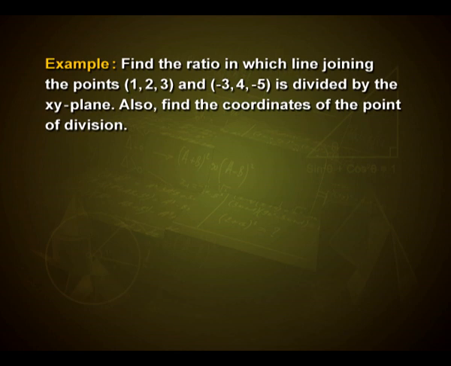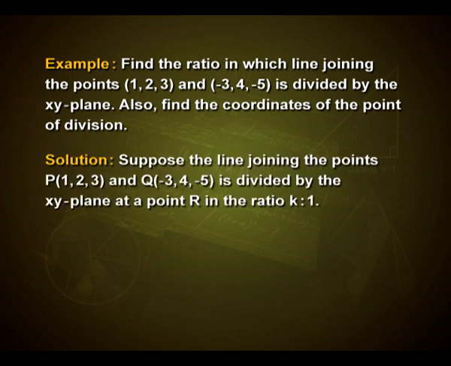Now, let us look into one more example. Find the ratio in which the line joining the points (1, 2, 3) and (-3, 4, -5) is divided by the xy plane. Also, find the coordinates of the point of division. Look into the solution. Suppose the line joining the points P (1, 2, 3) and Q (-3, 4, -5) is divided by the xy plane at a point R in the ratio k is to 1.